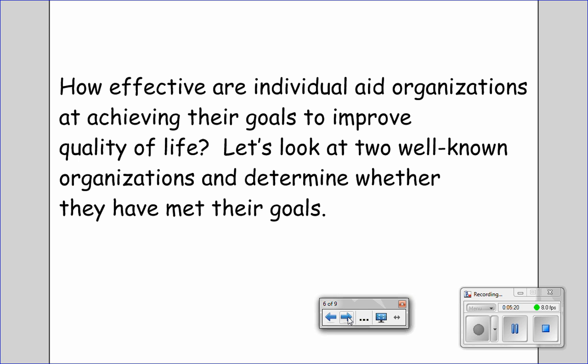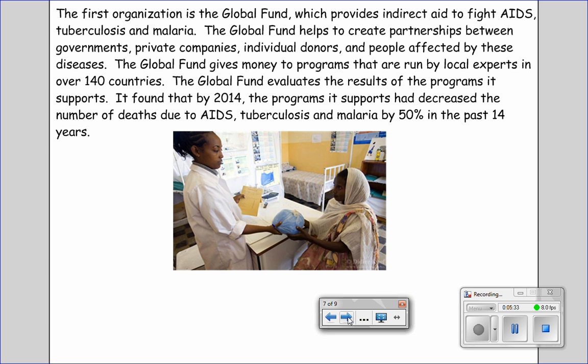How effective are individual aid organizations at achieving their goals to improve quality of life? Let's look at two well-known organizations and determine whether they have met their goals. The first organization is the Global Fund, which provides indirect aid to fight AIDS, tuberculosis, and malaria. The Global Fund helps to create partnerships between governments, private companies, individual donors, and people affected by these diseases.